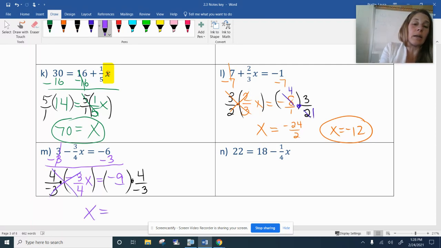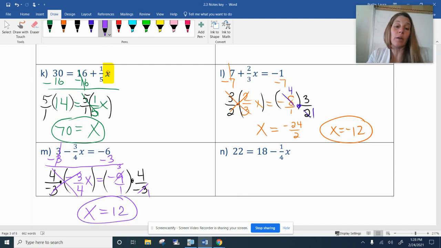So here we'll end up with just x. And on this side, I again see that my 3 and my 9, I can reduce. So I can change my 3 to a 1 and my 9 to a 3. And the negatives would also cancel out as well. So it's just 3 times 4, which would give me 12. If you did it the other way, you would have -36 over -3, which would also simplify to +12.